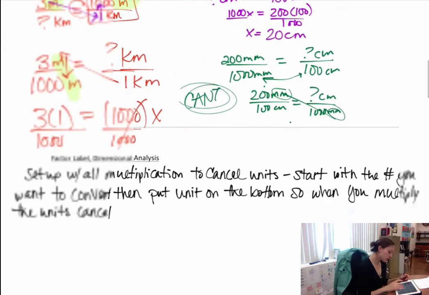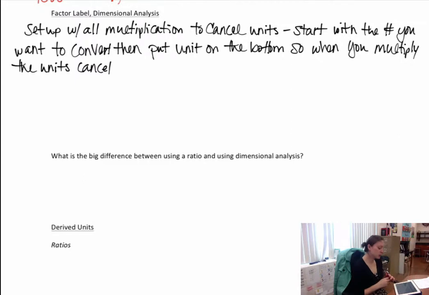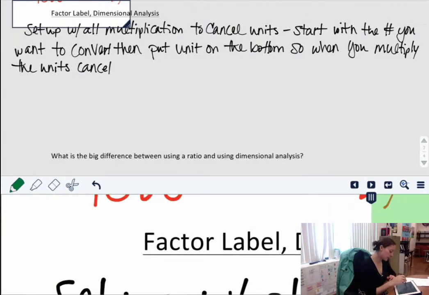So let's look at the next thing, what we call a factor label or dimensional analysis. These you set up with all multiplication and you try to cancel the units. You start with the number you want to convert, then you put that unit on the bottom of the next thing, so when you multiply, the units cancel. It might sound confusing, but it's actually very, very easy.